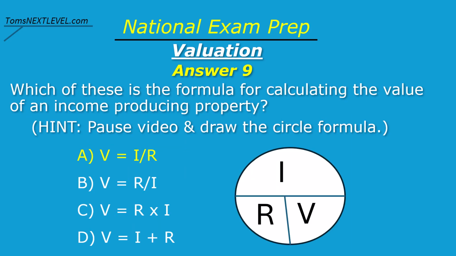Answer to 9 is A. Value equals net operating income divided by the cap rate. But remember your circle formulas. These formula questions, as you see on the left spelled out, are going to be much easier to solve if you can recall the circle formula. Remember, circle formula, if you know 2 of the items, you can solve for the 3rd.